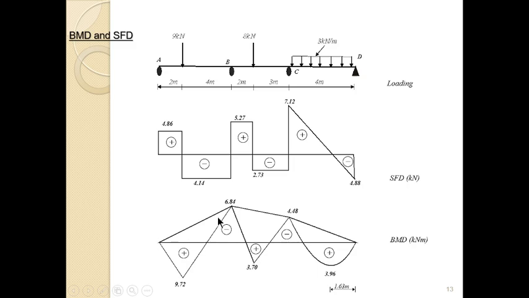This place is 0, this place is 6.84. We cannot do 0 plus 6.84 divided by 2 because it's not at midspan. It's actually at 2 meters from here, somewhere here. From here to here is 2 meters this side. So we are going to use the concept of similar triangles to find this distance. If this is 0, this is 6.84. What is this distance at 2 meters from there? When you find that distance, subtract from 12. What remains is this. So that's how we had this.